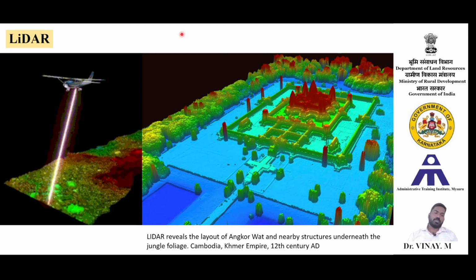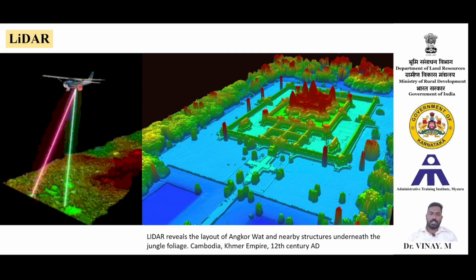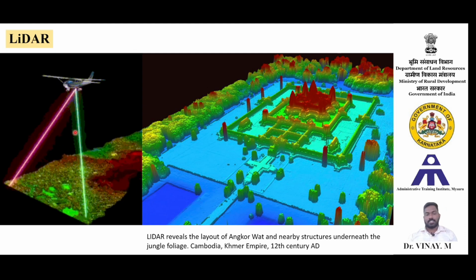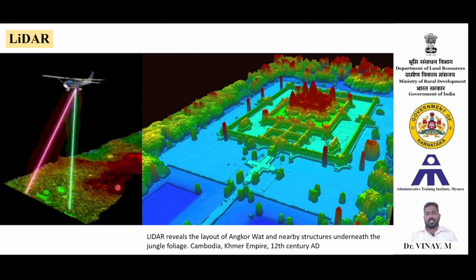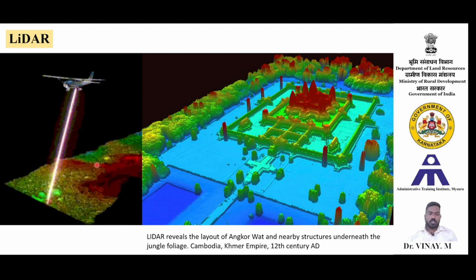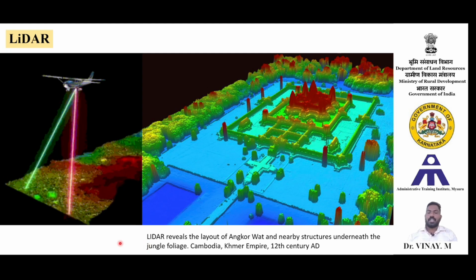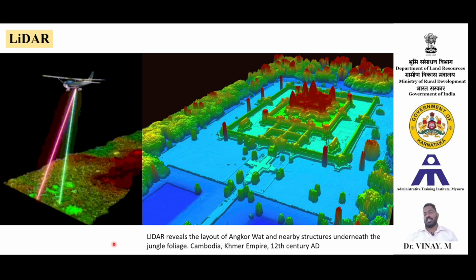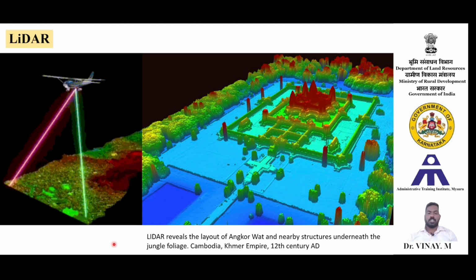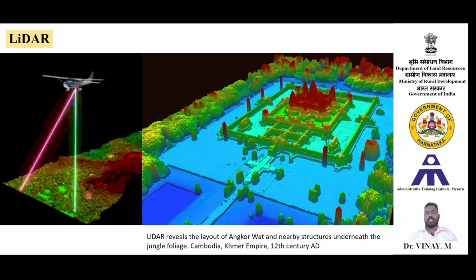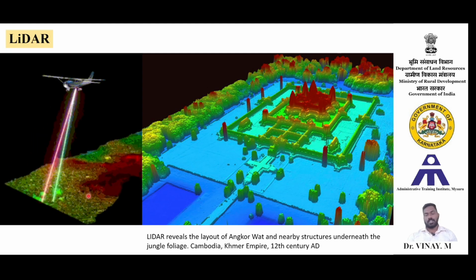So this is one of the examples where the aircraft is mounted with the lidar sensor, and the lidar sensor is scanning crosswise, and the data is being collected. So what type of data will it collect? It will collect point clouds. A series of points will be collected. Those points will represent the dimension and shape of the particular area.